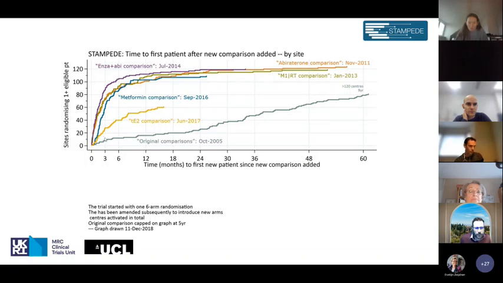Even this comparison, this yellow one here marked as TE2 comparison, it's slower than these other ones. It's slower because to be eligible for that comparison, the criteria are a bit more strict as to how much treatment you could have before you're able to join the study. So it was much more restrictive, and yet it was still, look, so much quicker to get sites on board than the original comparisons. So even when it was slow, it was much faster than setting up a standalone trial there.